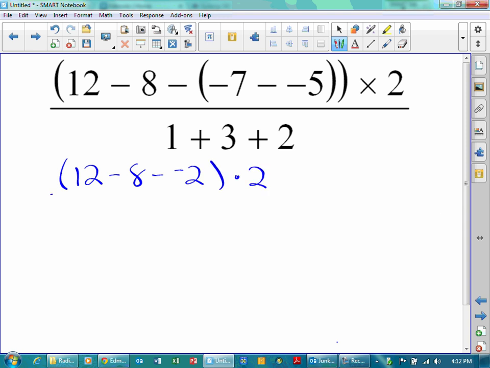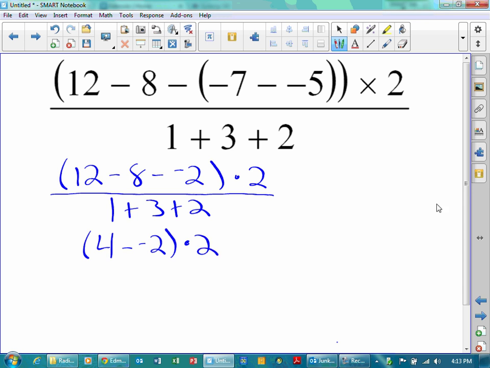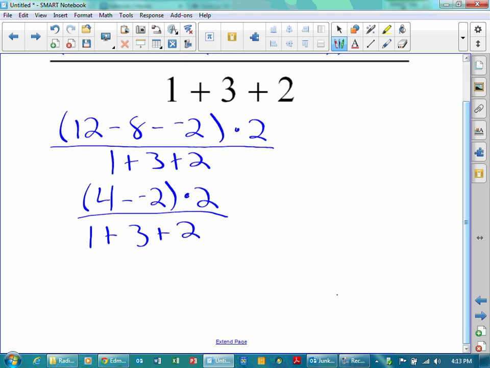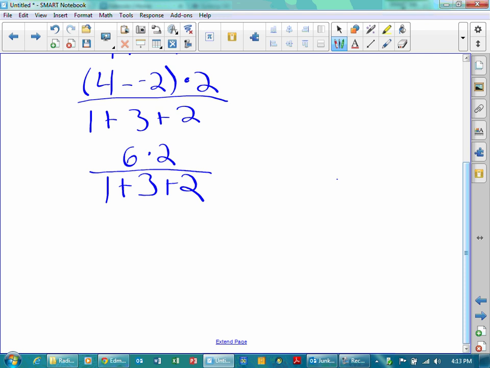Close times 2. Over 1 plus 3 plus 2. 12 minus 8, that's 4. Minus negative 2 times 2. Over 1 plus 3 plus 2. 4 minus negative 2 is 6. Times 2. And 6 times 2 is 12.